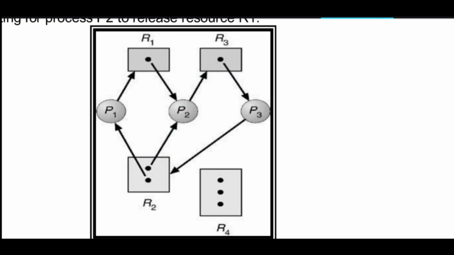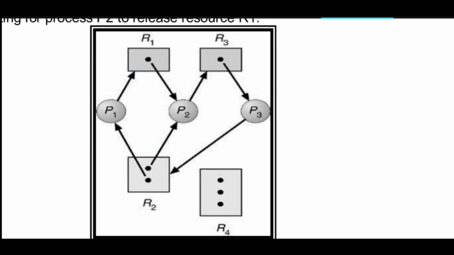You can easily check this cycle also. Our P1 holds R2 and is requesting R1, and our P2 holds R1 and also holds R2. If our P2 executes, then R1 will be free, but P2 is already a part of the deadlock system, so R1 will never be free. So this is also a deadlock system.